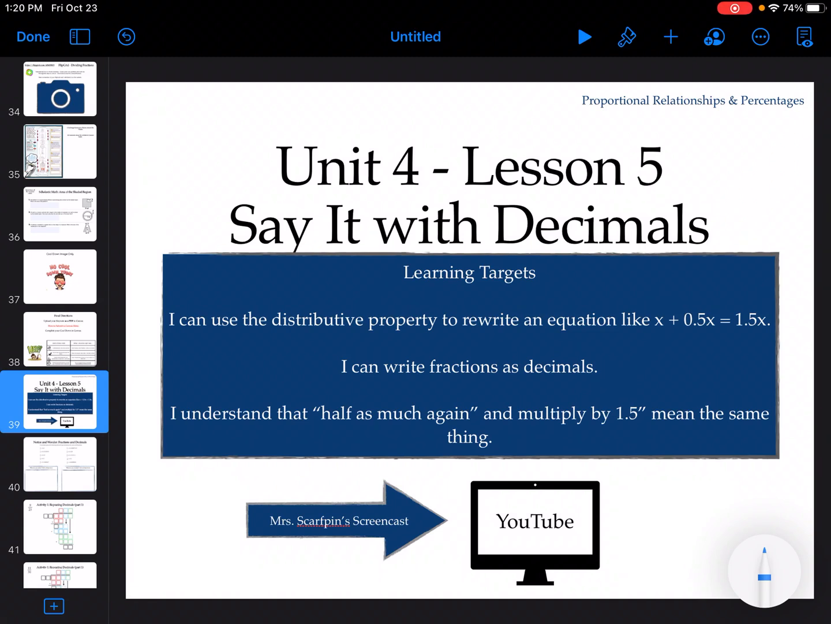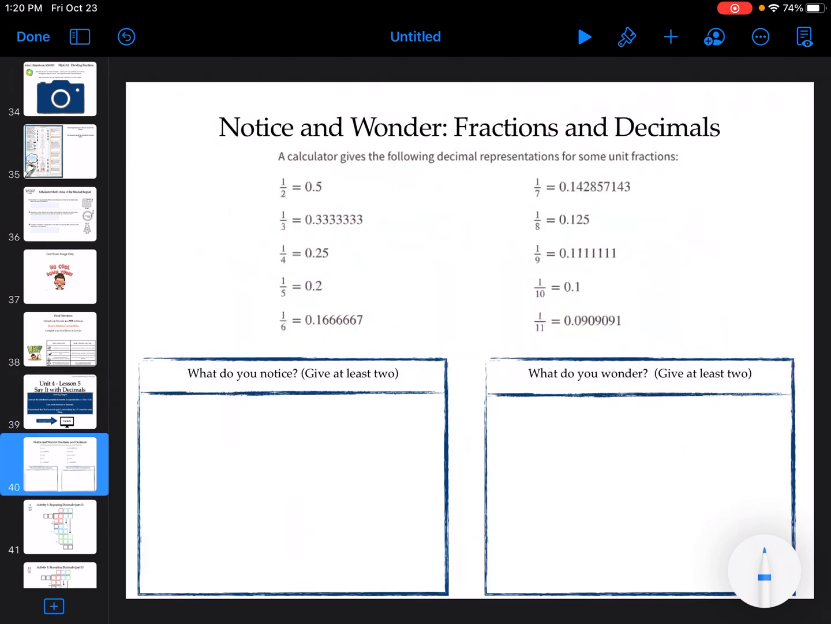Say it with decimals. So I can use the distributive property to rewrite equations like x plus 0.5x equals 1.5x. I can rewrite fractions as decimals, and I understand that half as much again means to multiply by 1.5, which means the same thing.